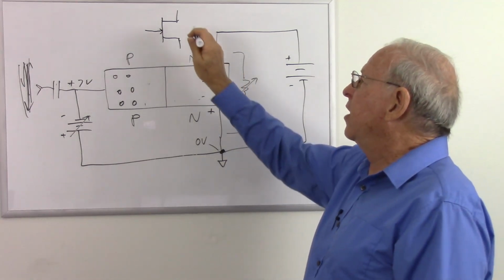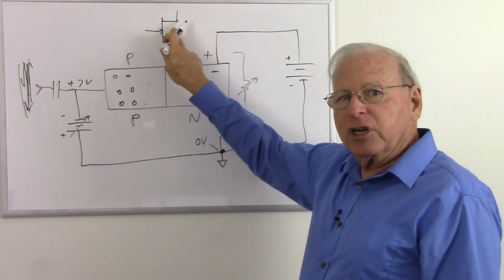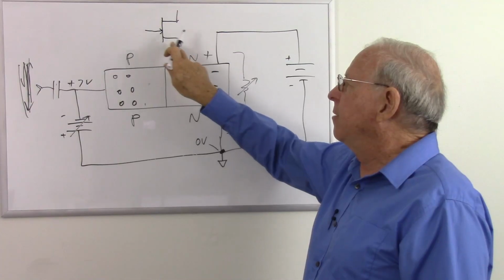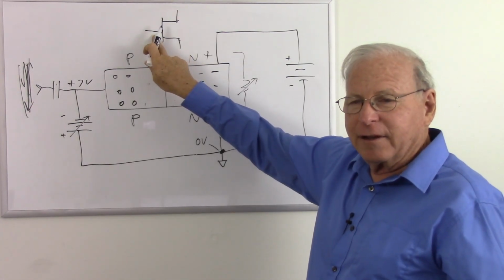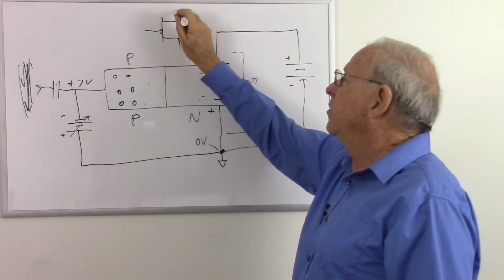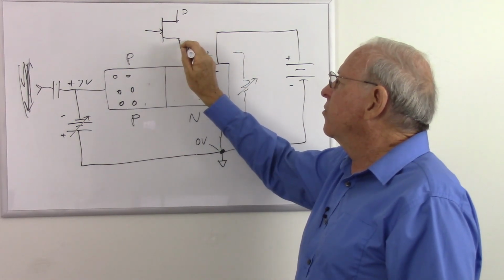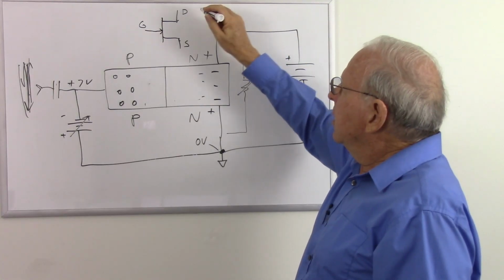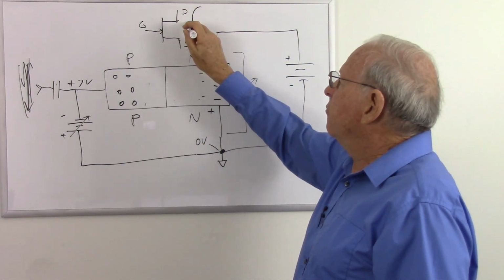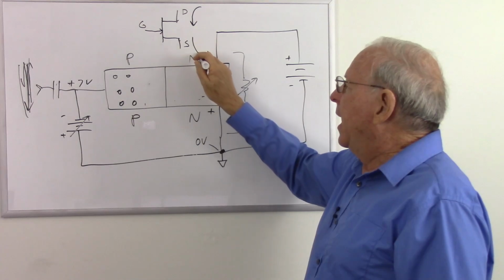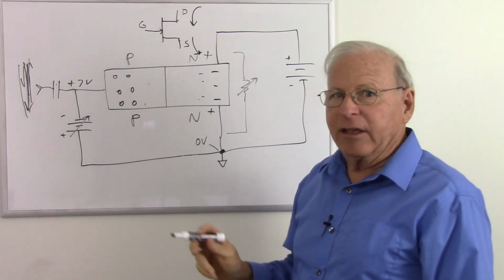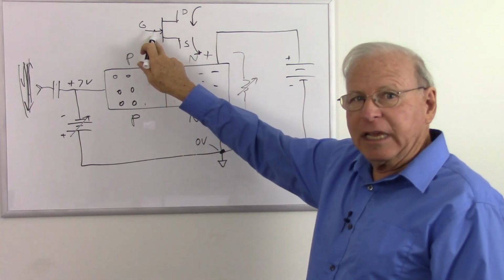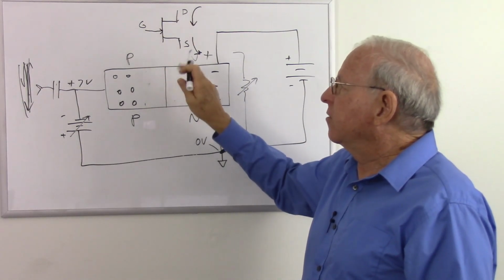I guess I should give these names. In a bipolar junction transistor, we would call this the collector, the emitter, and the base, but we don't call them that in a field effect transistor. This is the drain, this is the source, and this is the gate. So conventional current goes into the drain, conventional current comes out of the source, and the gate is the controlling lead of the field effect transistor.